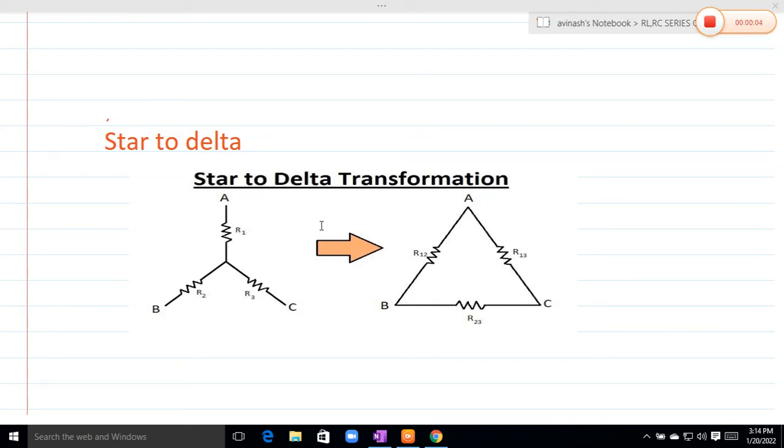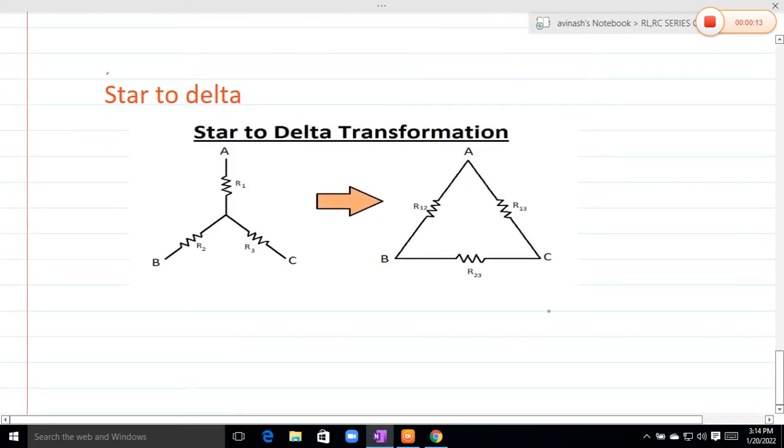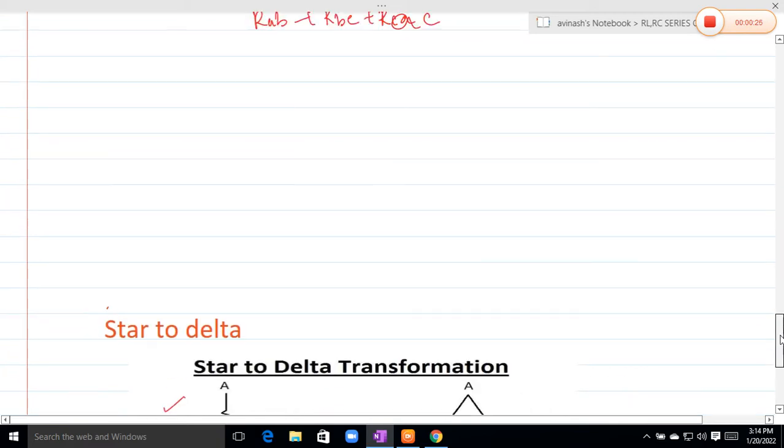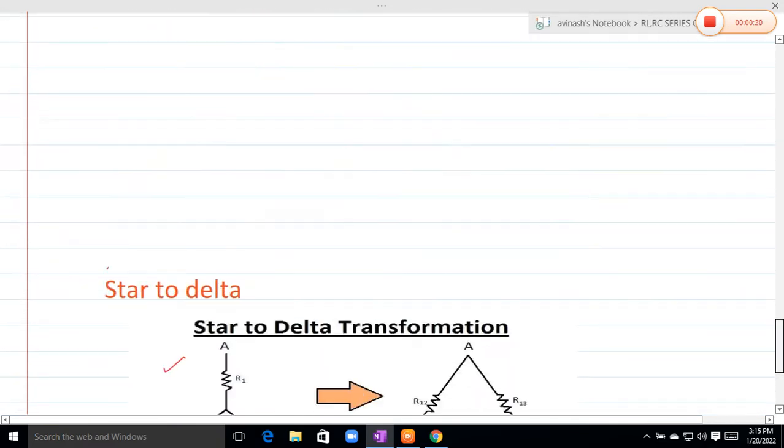Previously we have discussed the delta to star transformation. Now we will discuss the star to delta transformation. The given point is that the star is given, and we have to find the values of delta connections. For that, the star values are RA, RB, RC. These values we require to find the values of delta.